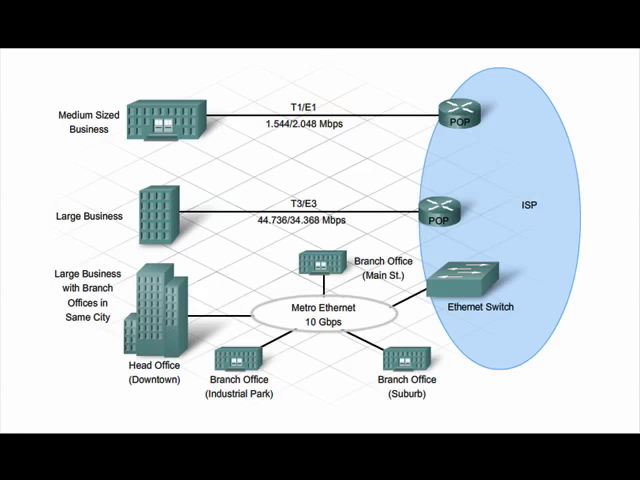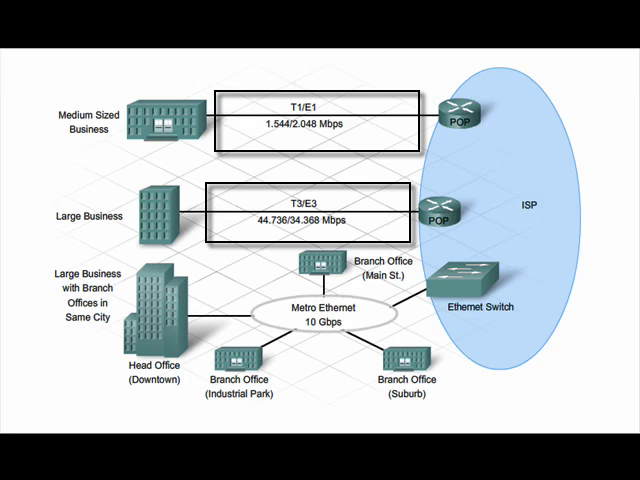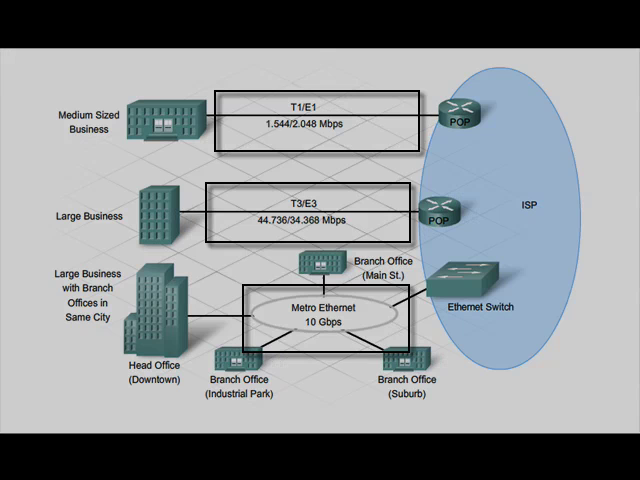Home and small networks connect to an ISP via dial-up, DSL, or cable modems. As you might expect, larger businesses typically require more bandwidth and higher speed connections, such as T1/E1, T3/E3, or Metro Ethernet. These higher bandwidth requirements cost more, but business requirements make that cost necessary.